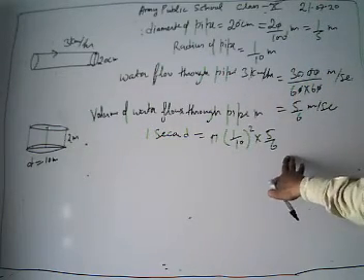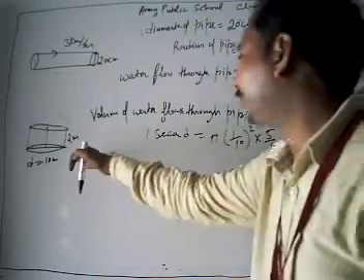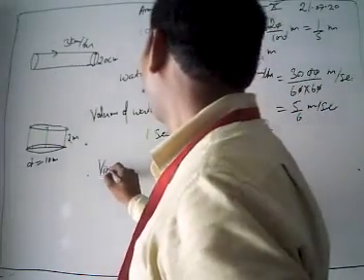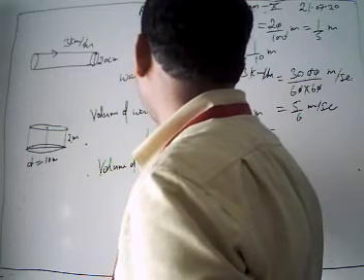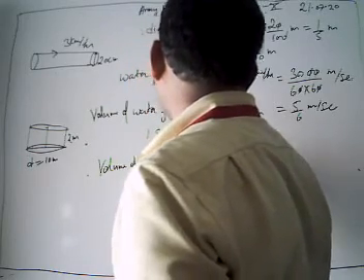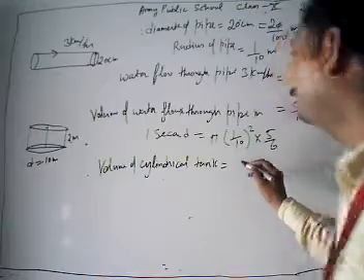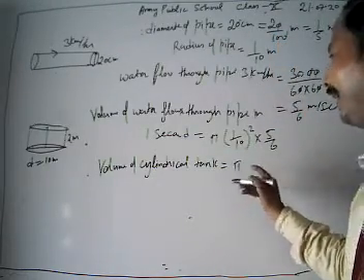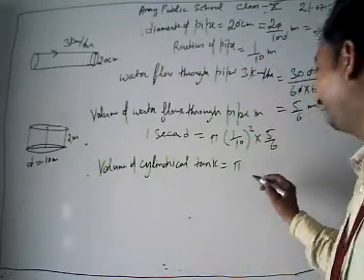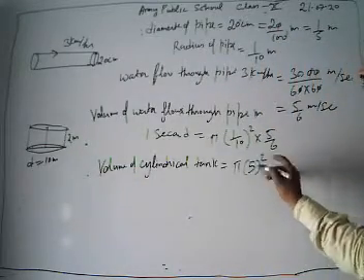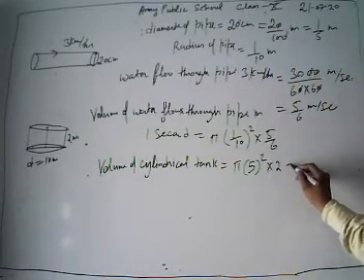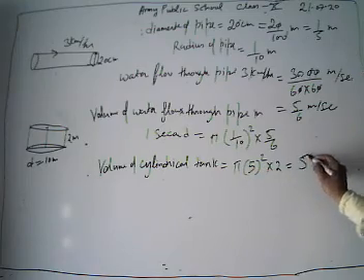Now we are going to find the volume of this cylindrical tank. Once again, it's a cylinder, so pi r square h. Then pi, what is r there? The diameter is 10 meter, so r is 5, and the height is 2. Then what do we get? 25 into 2, which is 50 pi.